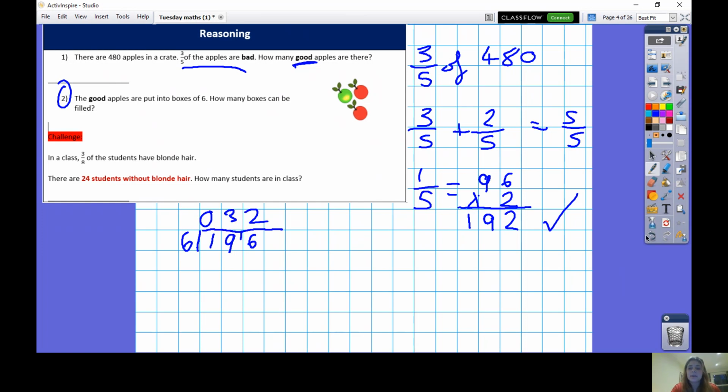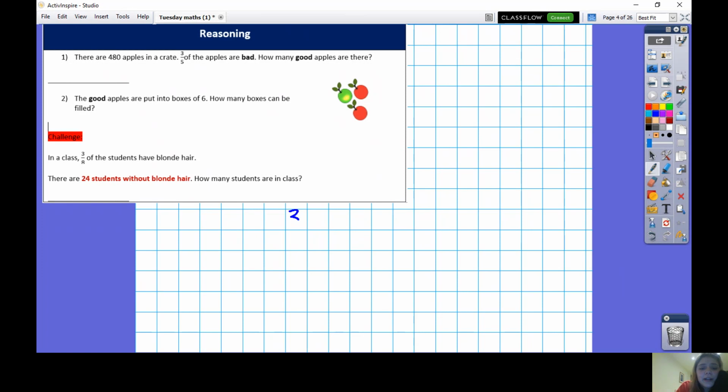But now time for that challenge question. If 3/8 of my students do have blonde hair, and 24 of them do not have blonde hair, my first step is to work out what fraction this is. If 3/8 are blonde, that means 5/8 are not blonde.